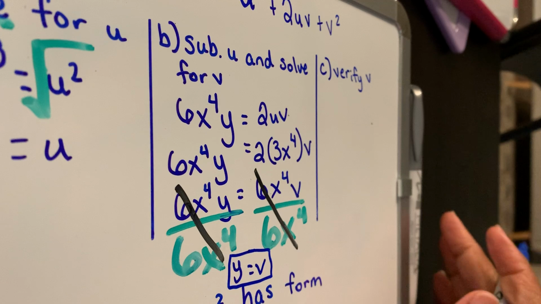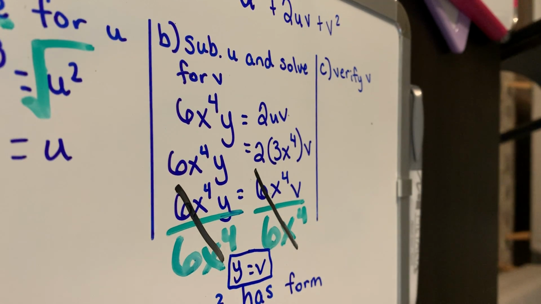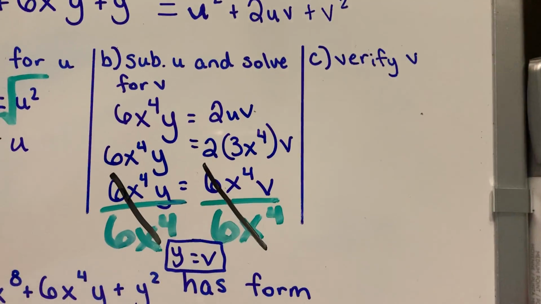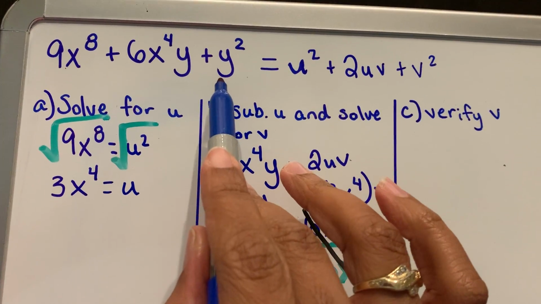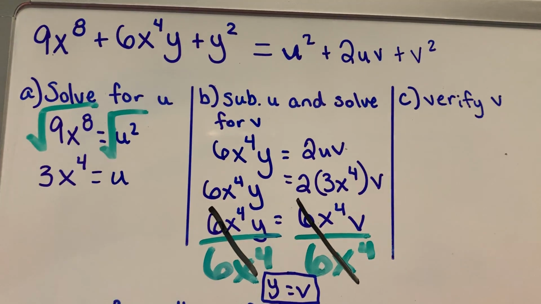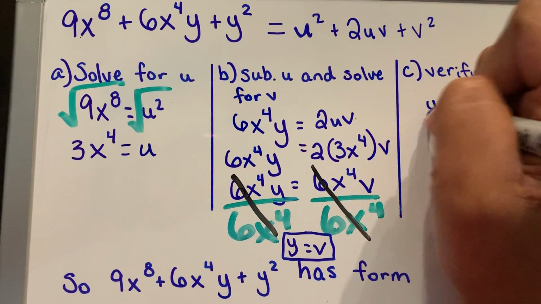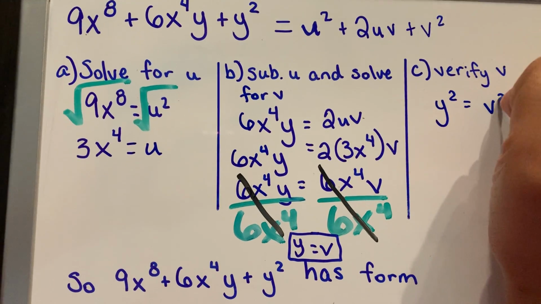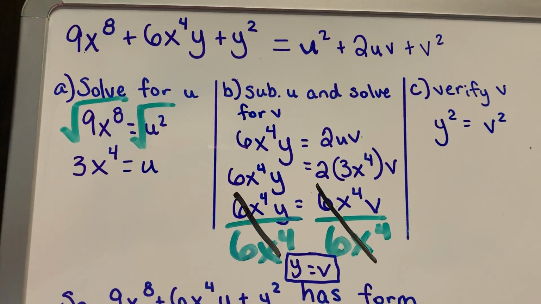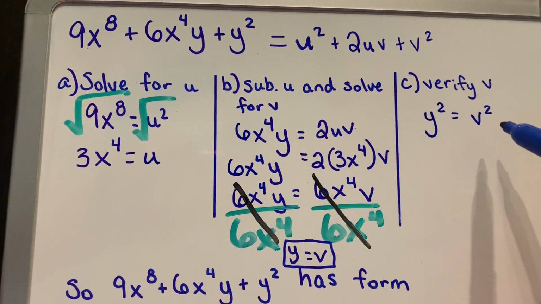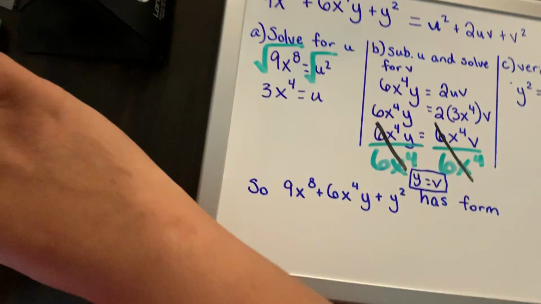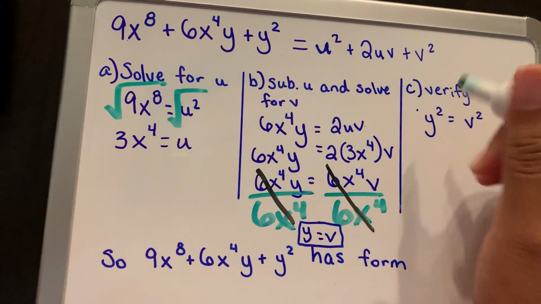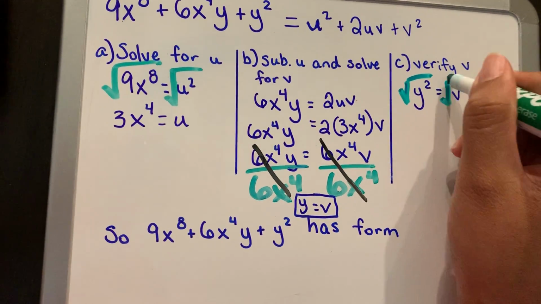All right, so third part, okay, third part. The third part is verifying that v will be the same, okay? So I'm going to use the third terms though. So you see here, my third term is y squared. Here, my third term is v squared. So I'm going to set those equal to each other. Y squared equals v squared, okay? So I want to see what v is. So I need to take the square root of both sides.